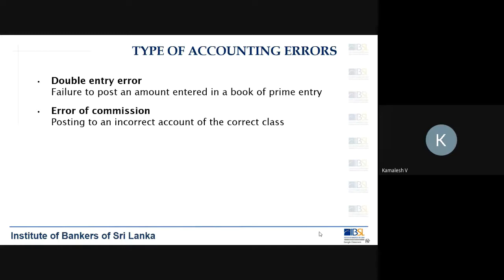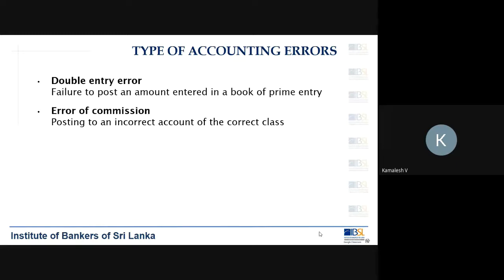Now see what has happened. He has debited an expense account. Yes, electricity is also an expense account. So the class is correct. But has he debited the correct account? No. Instead of the telephone bills account, he has debited the electricity account. That is known as an error of commission.